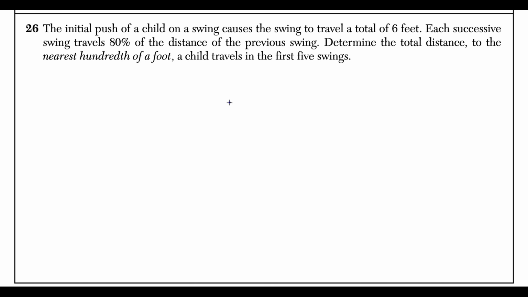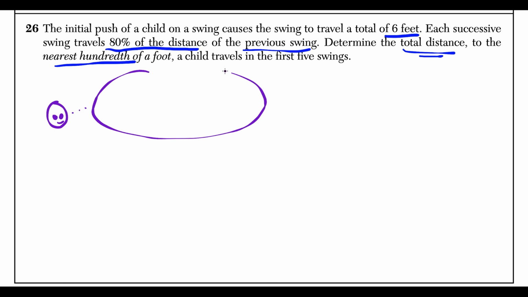For question 26, we have a lot going on here, but we have a child on a swing. The first push of the swing sends the child 6 feet, and then we're told each successive swing travels 80% of the distance of the previous swing. We need to determine the total distance, to the nearest hundredth of a foot, the child travels in the first 5 swings. For a question like this, I'm thinking we're adding up the terms of a sequence, but the million-dollar question is, what type of sequence are we dealing with?